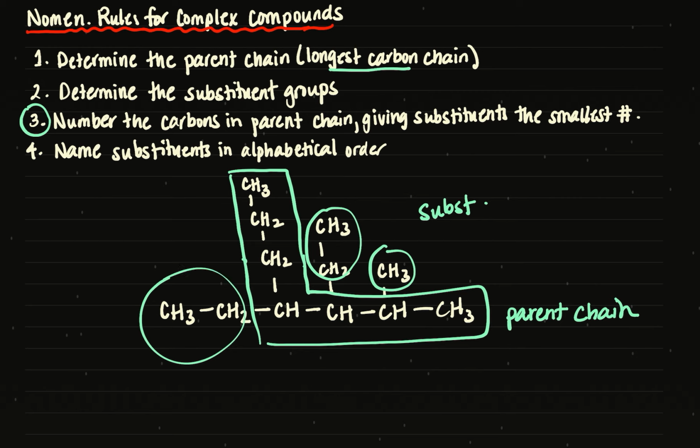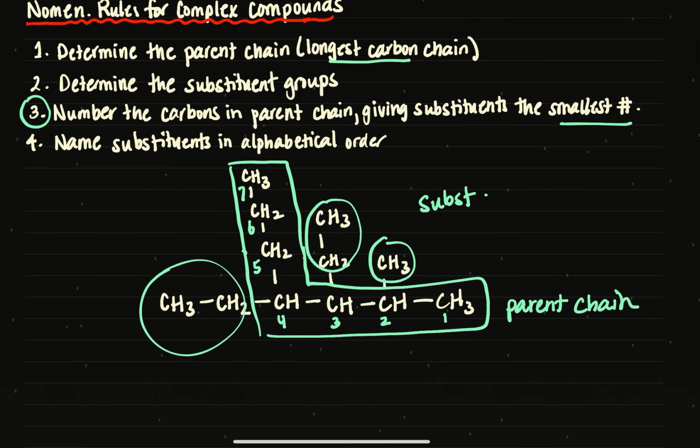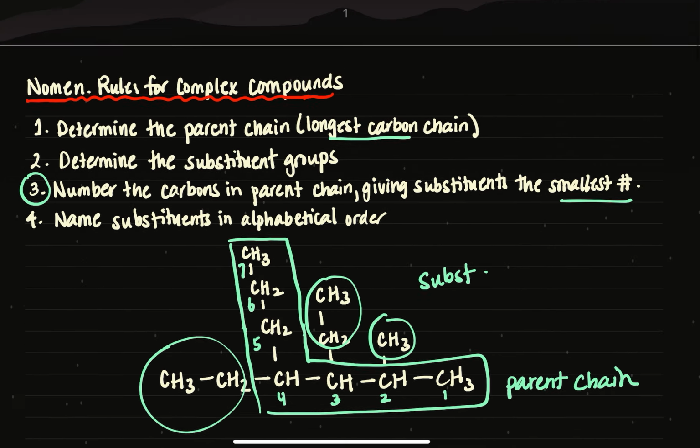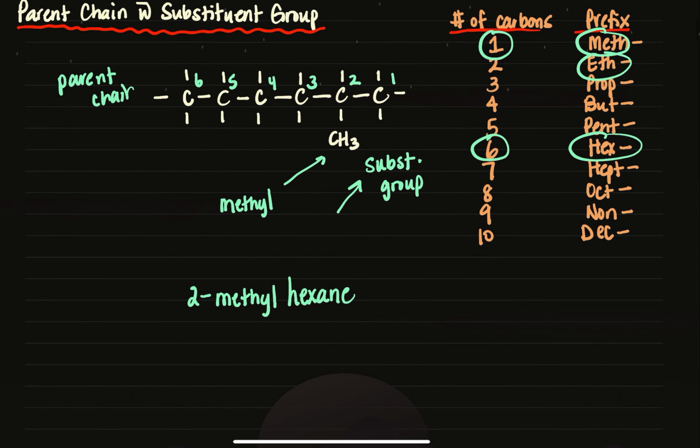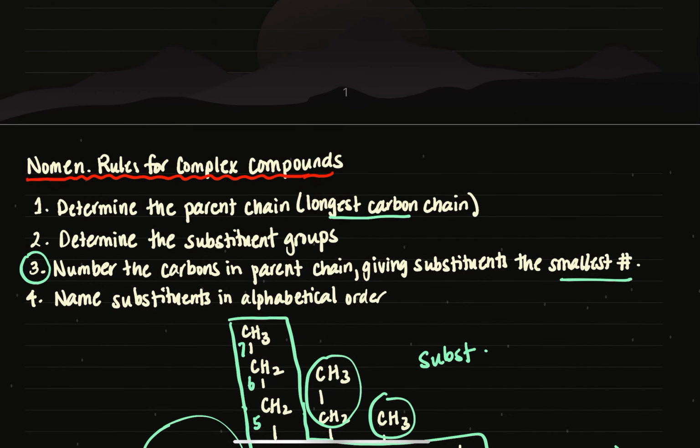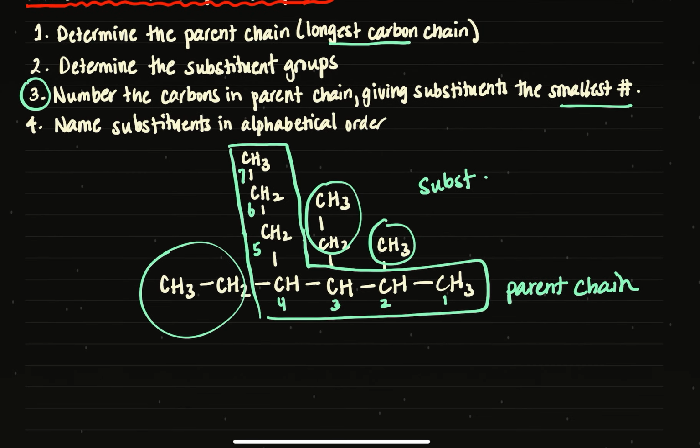Okay, so now that I've identified that, let's number our carbon atoms. And again, I'm going to number it so that my substituents have the smallest number possible. So we're going to call this carbon 1, and we'll go across this way. Okay, so I see that my parent chain is 7. So if you go back to that prefix chart up here, 7 is hept. And again, these are all single bonds. So it's going to end with heptane.